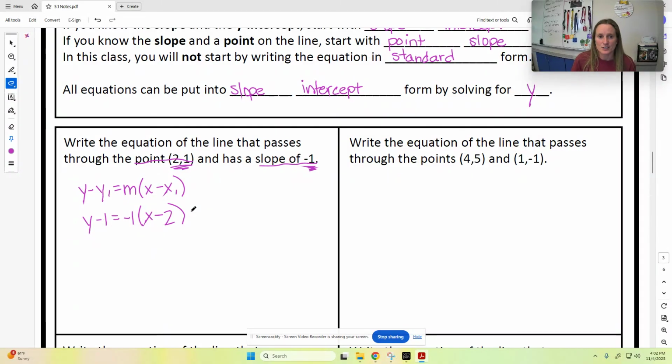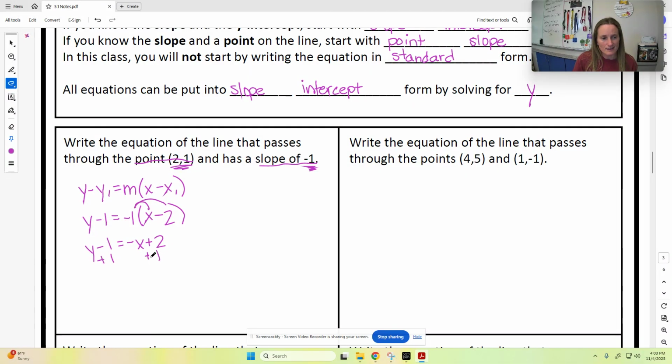If you had directions, which you will on your quiz, that you needed to put the equation in point-slope form, you would be done at this point. But if you have directions that say put it in slope-intercept form, we're going to need to solve this for y. We're going to start by distributing the -1. So this is going to become -x plus 2. And then the last thing I need to do to get it solved for y is to add 1 to each side.